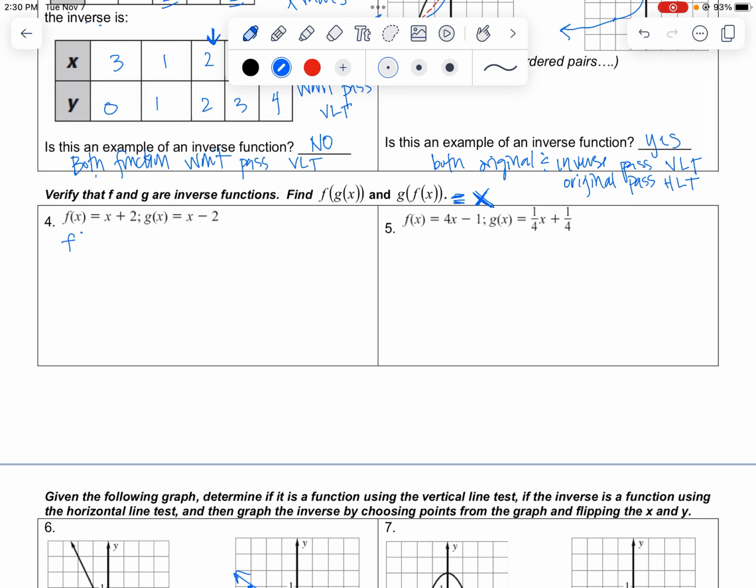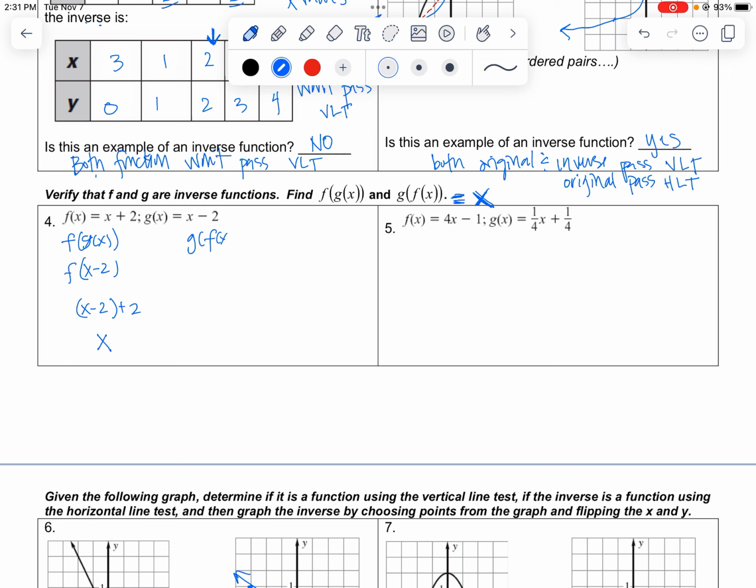So let's take the composition of f of g of x, which means take x minus 2 and plug it in everywhere into the f function where you see x. So that's going to be x minus 2, parentheses, plus 2. And what that gives you is x. Good. So now f of g of x equals x. And let's see if we can go backwards.